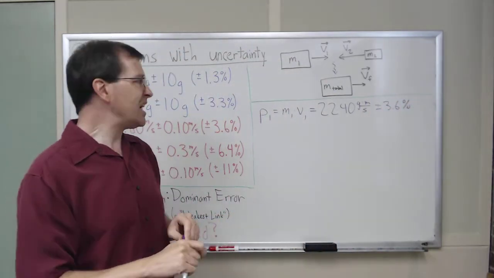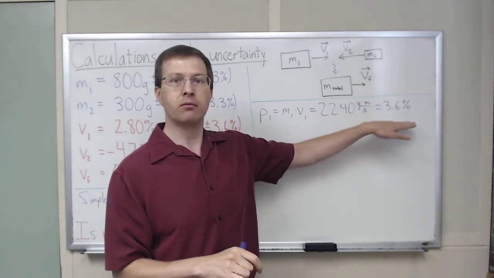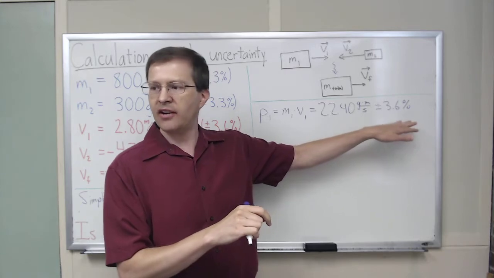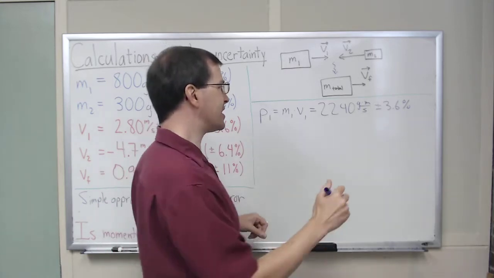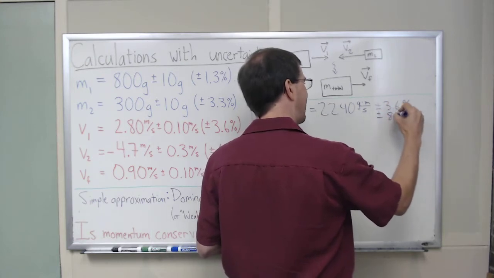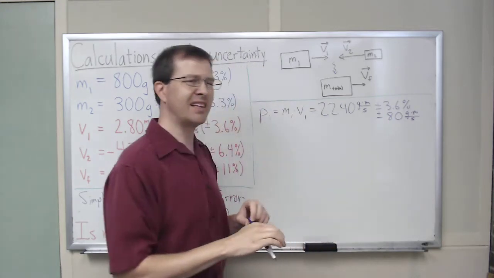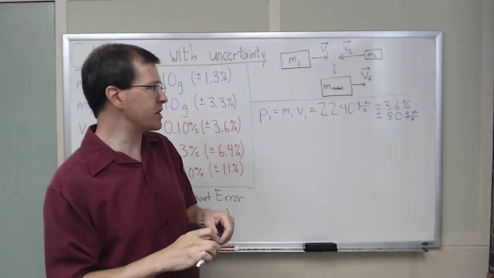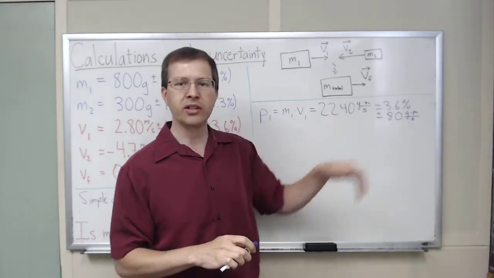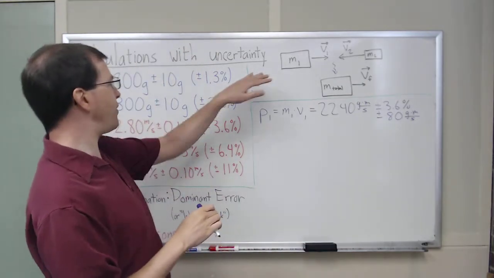3.6%. And if I multiply this 2,240 gram meters per second by 0.036, I will find that this corresponds to plus or minus 80 gram meters per second. I think that's even exact, or at least I don't think that's rounded. So anyway, plus or minus 80, that's the initial momentum of object 1.